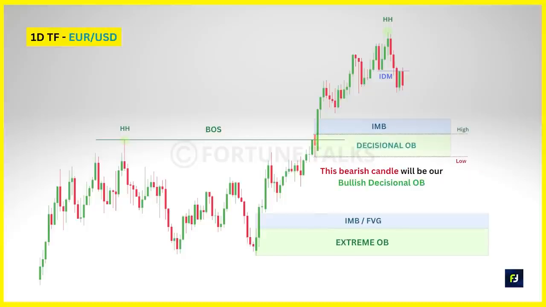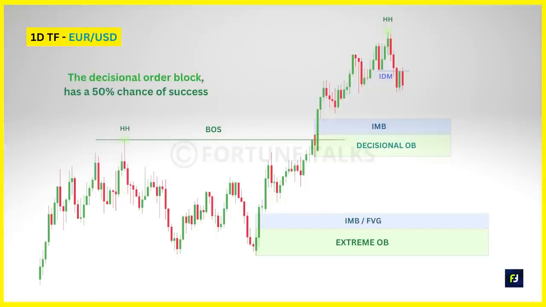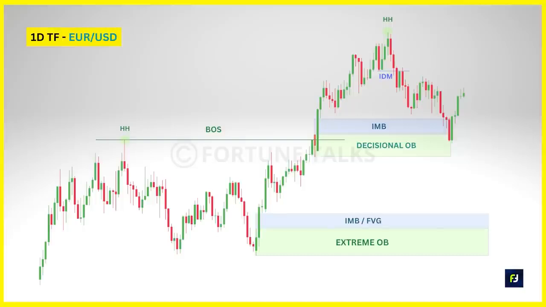Just mark the highs and lows of this bearish candle. This is the decisional order block, which has a 50% chance of working. In addition to marking the order blocks, also make sure to draw the imbalances or fair value gaps associated with them. Now let's see how the price responded. Price moved lower and it took a reaction from the decisional POI or the decisional order block. It also mitigated the imbalance in that area.